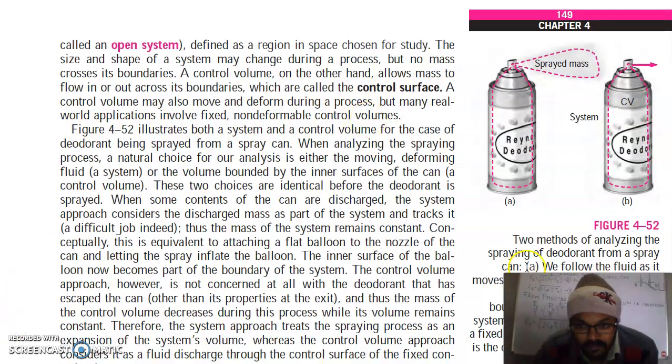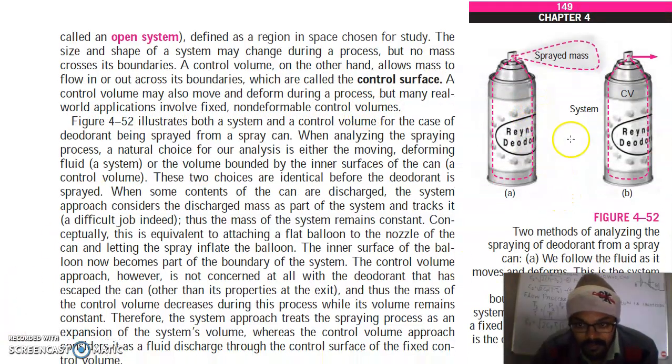Take the example in this figure. This is the can, and this is the sprayed mass of the fluid through the can. Both the system and control volume are shown for the case of deodorant being sprayed from a spray can. When analyzing the spraying process, a natural choice for our analysis is either the moving, deforming fluid, or the volume bounded by the inner surface of the can, a control volume. So this is your control volume here. These choices are identical before the deodorant is sprayed.